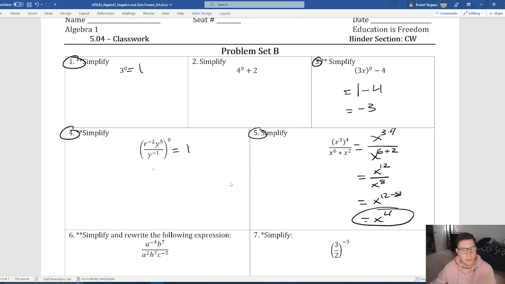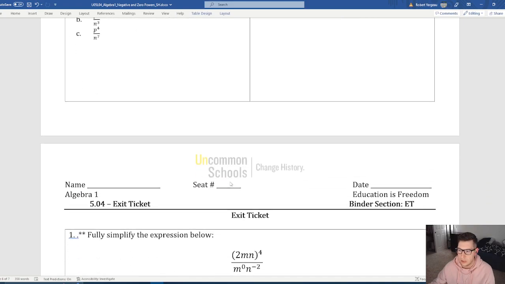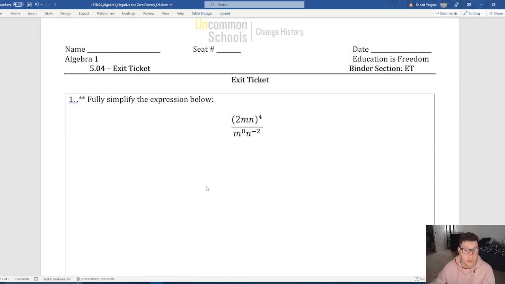All right, once again, go ahead and pause if you need to get anything down. We are moving to our exit ticket. It is officially that time.